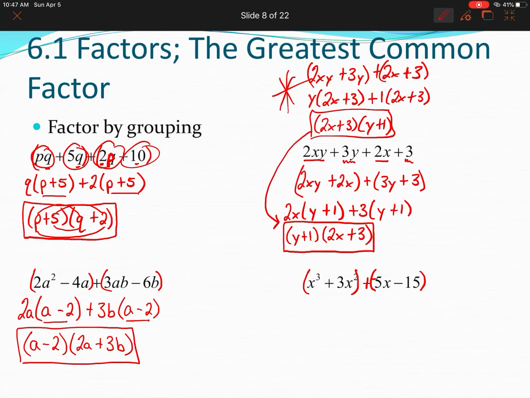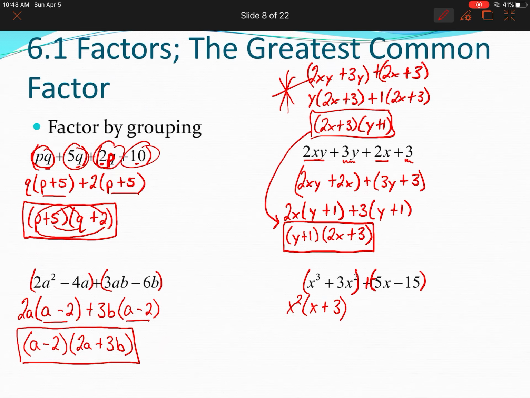Now, once we do get them grouped, we're going to factor each group. In the first group, x squared is the common factor. We'll factor it out, and we'll have x plus 3 left. Then in that last group, we need to take out the common factor. So what is it? You may be saying 5, and that's true.